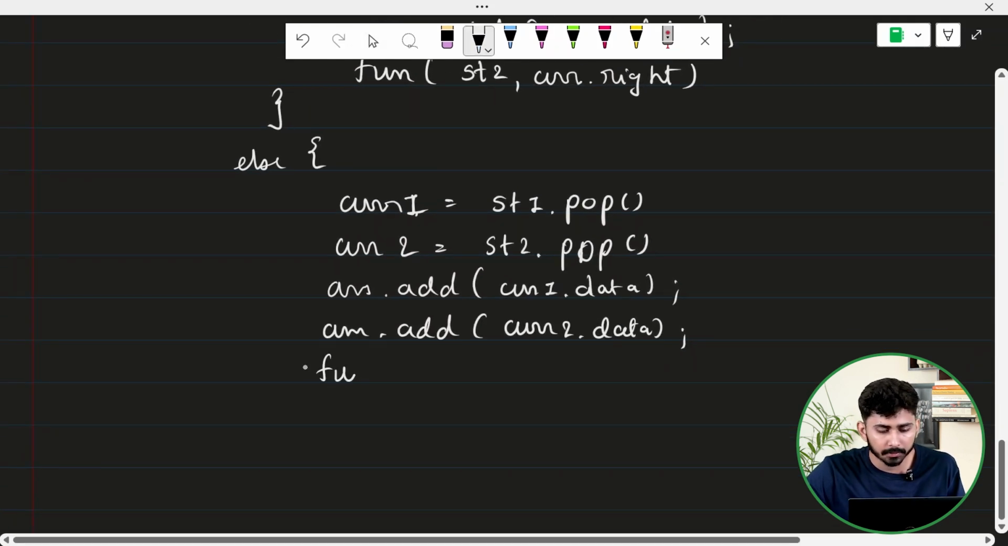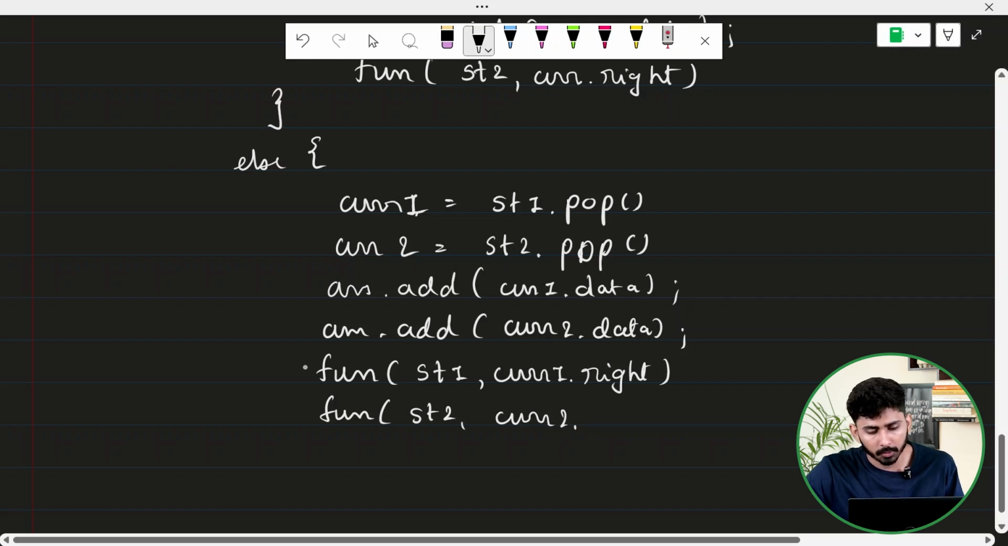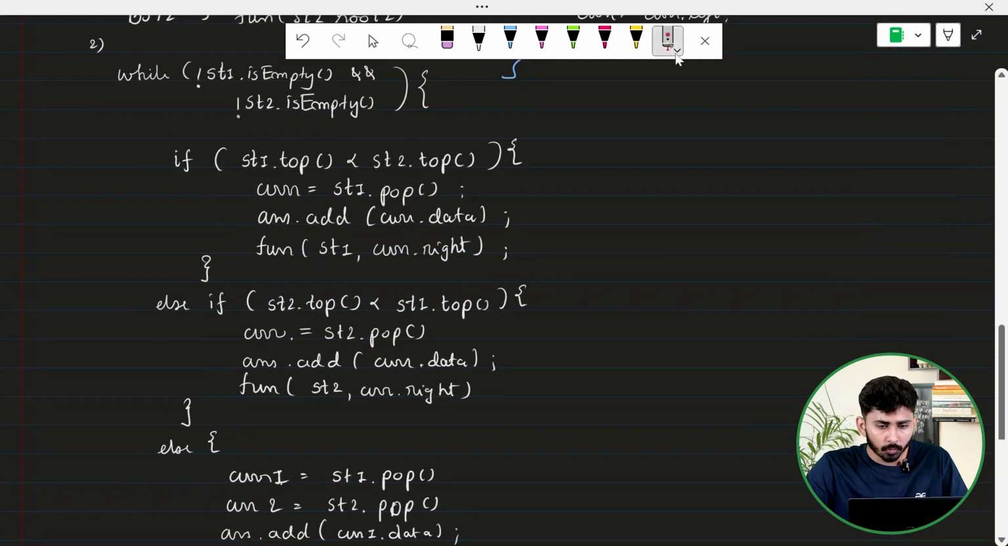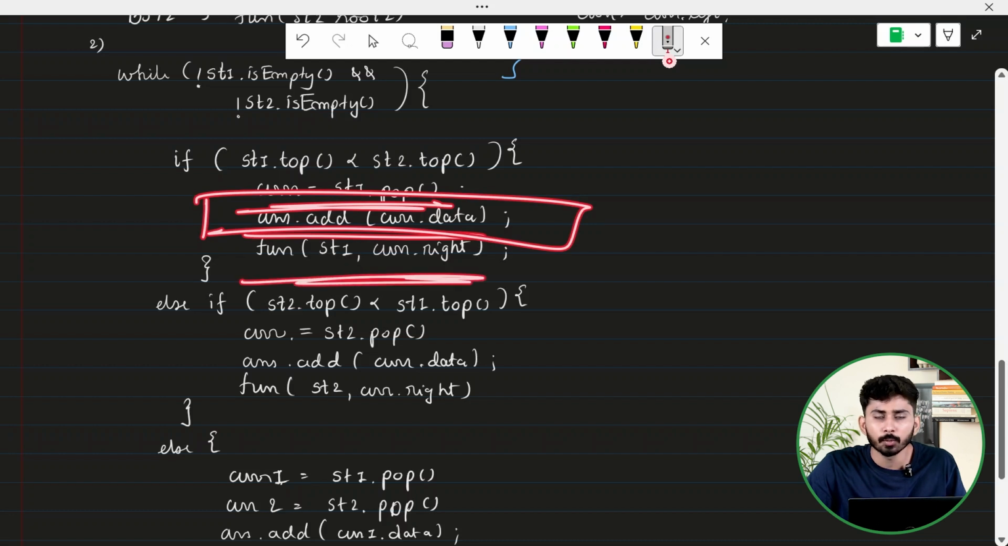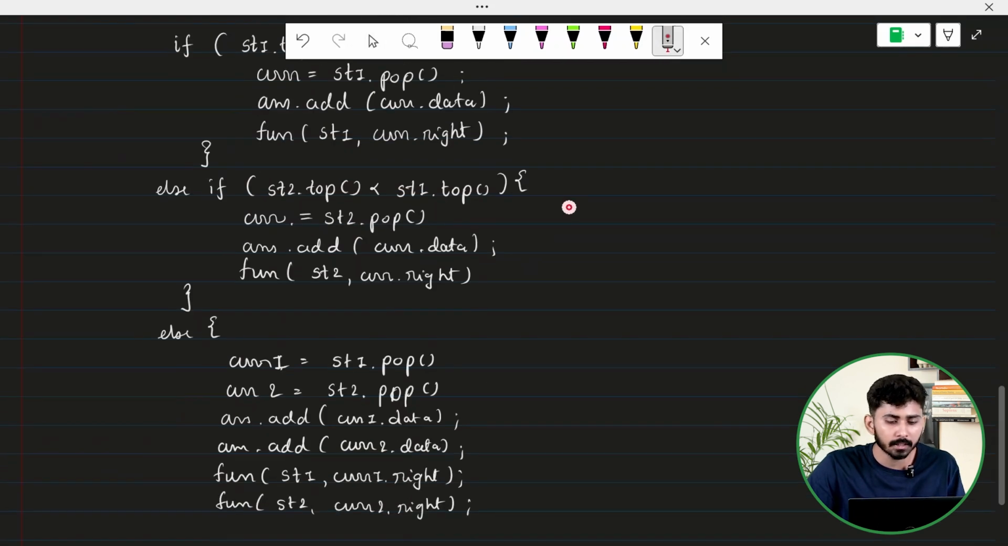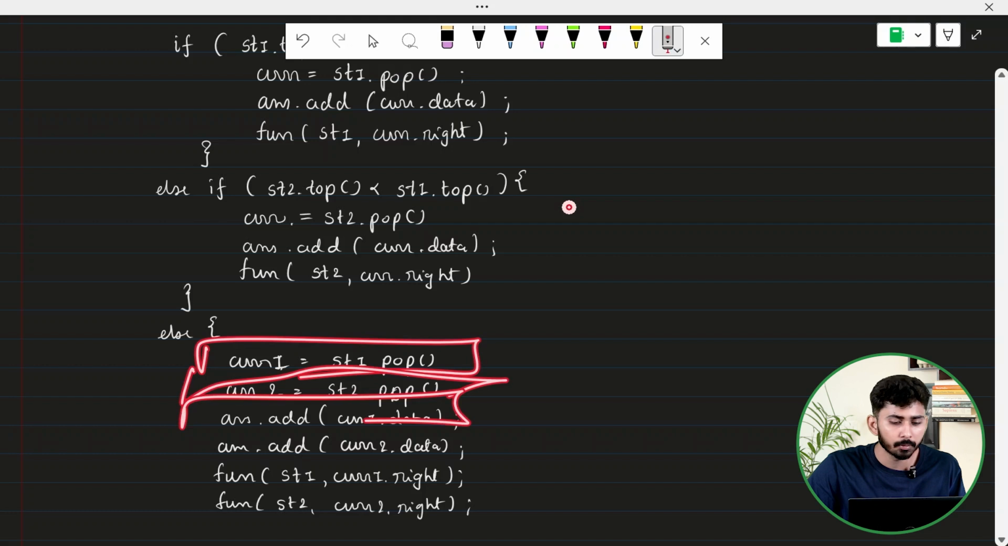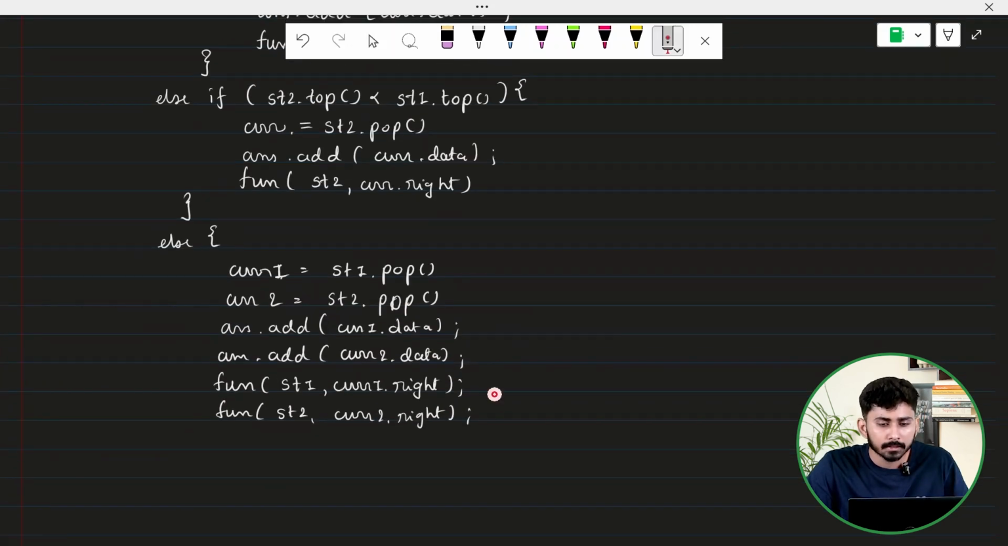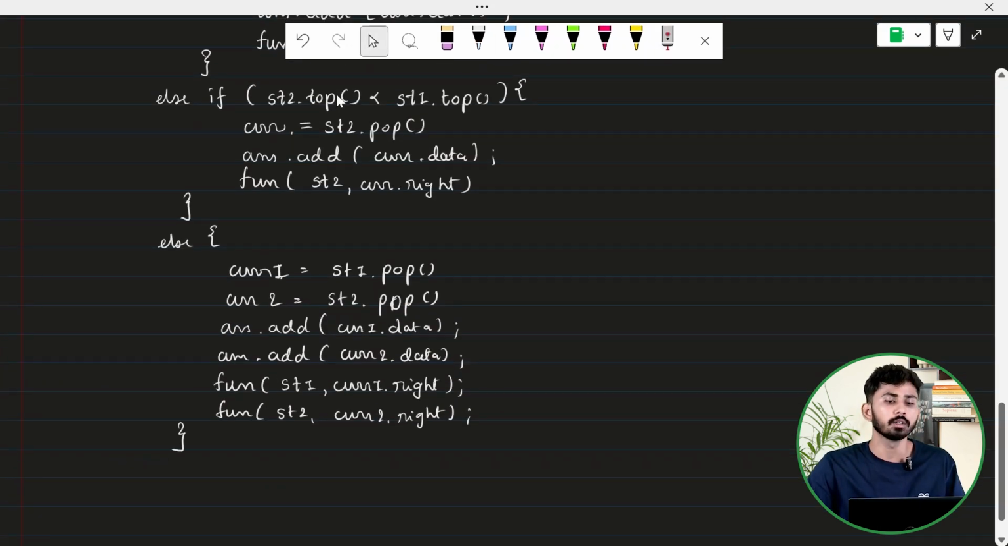Then again I'll explore the right subtree of current1, so stack1 with current1.right, and similarly stack2 with current2.right. Here, after removal of any smallest node, you just need to add it inside the answer, and then you explore the right subtree and find the smallest element inside the right subtree. It is the same process for every element that I am removing. If I have equal elements, then I am applying the same process at both ends. You can see over here, that's what I am doing. This is exactly similar to the in-order traversal that we do recursively.